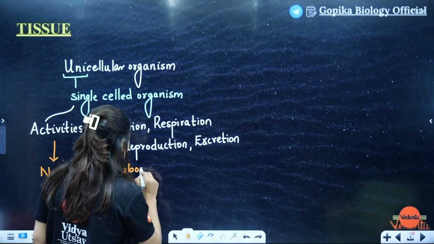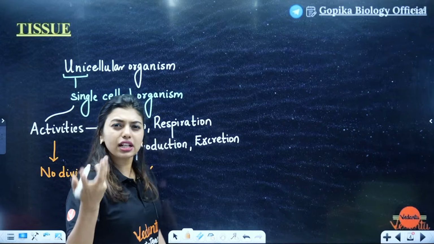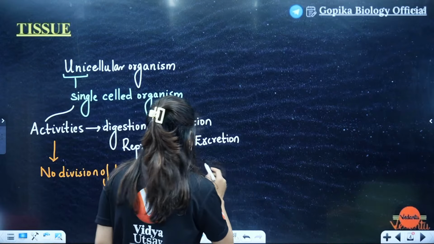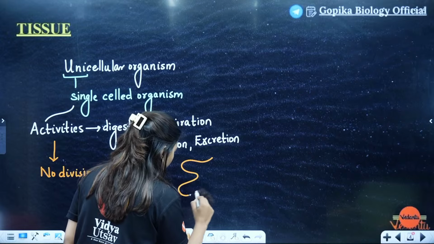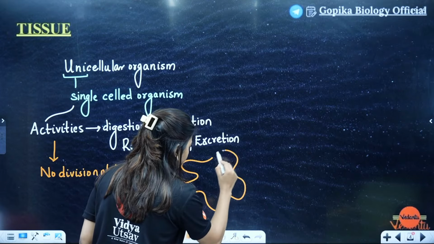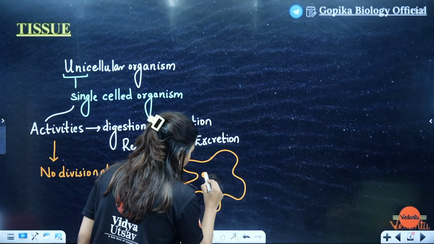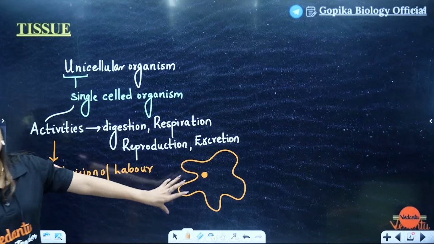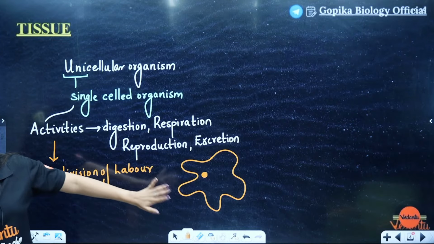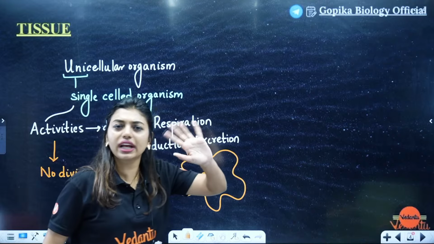Correct? Yes or no? So here, one unicellular organism that all of you can think about should be your amoeba. You can even say yeast, you can say bacteria, but let's take amoeba. Now in amoeba also, students, everything is taken care of by this one single cell. No one else is going to take care of these functions.